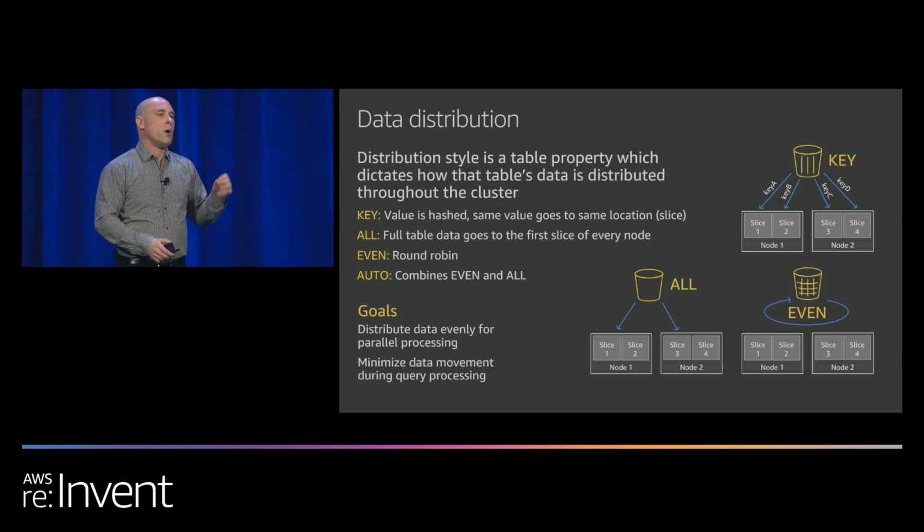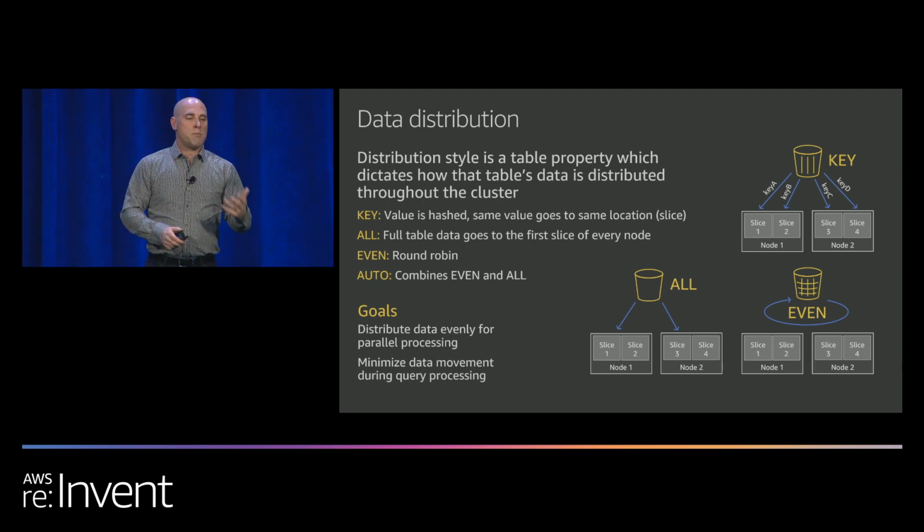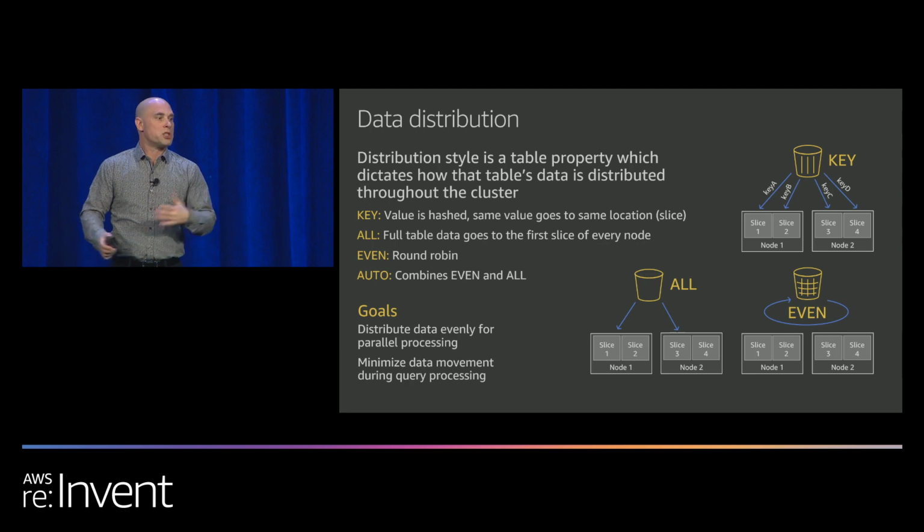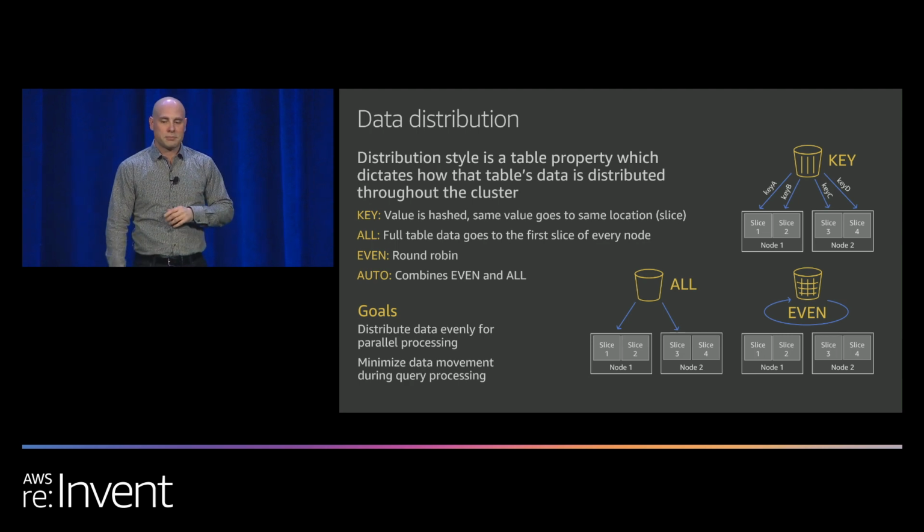Dist style auto, what it does today is it combines even and all together. So if you have a small table, it's going to start out life with dist style all. As the table grows and it reaches a certain threshold, it automatically converts into an even table. So that's what dist style auto does.